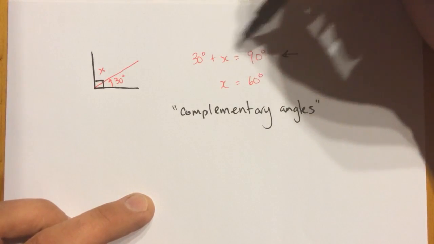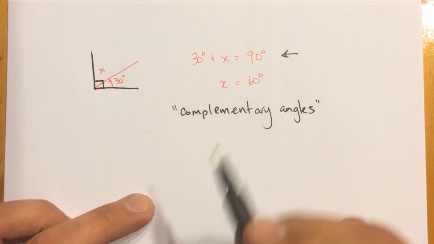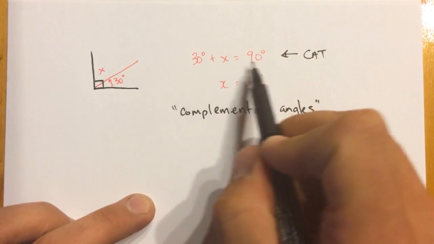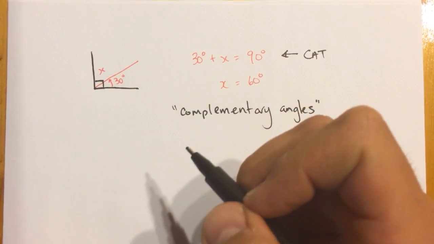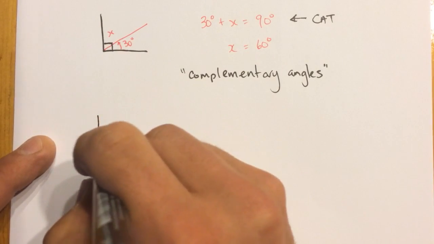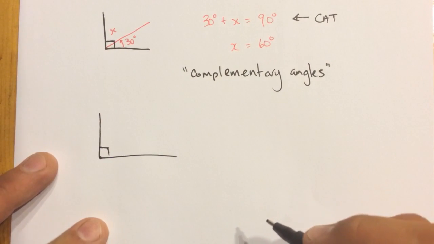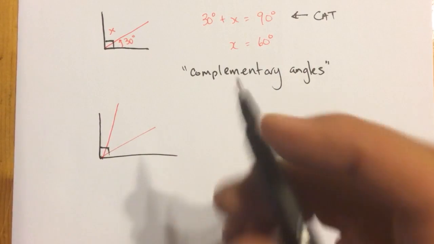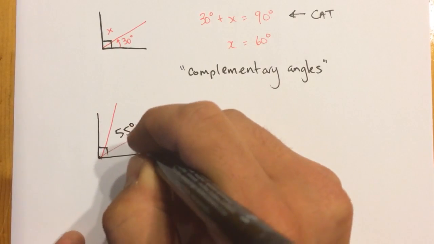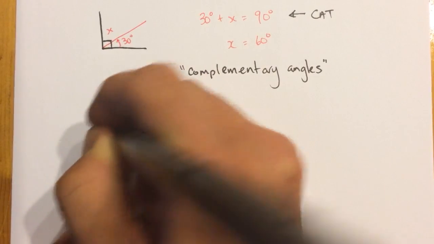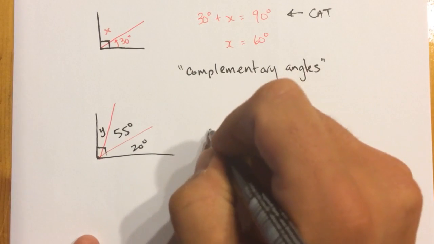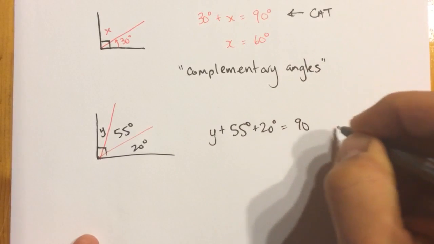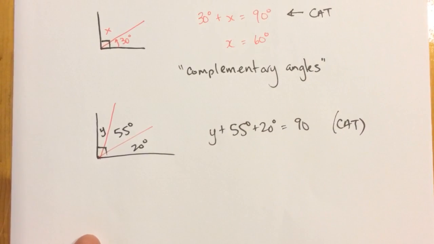That is, if angles add up to 90, you can just use this to find the missing one. Some people will write this, Complementary Angle Theorem, to say I knew this because I recognized that these were complementary angles. So for example, I might have another right angle, and perhaps it's divided up into 3 sections. And I know that this is 55 degrees, and this is 20 degrees, and this is some unknown value. We'll call it y. Then I know that y plus 55 degrees plus 20 degrees must equal 90 degrees. And you might write complementary angle theorem in brackets with that.